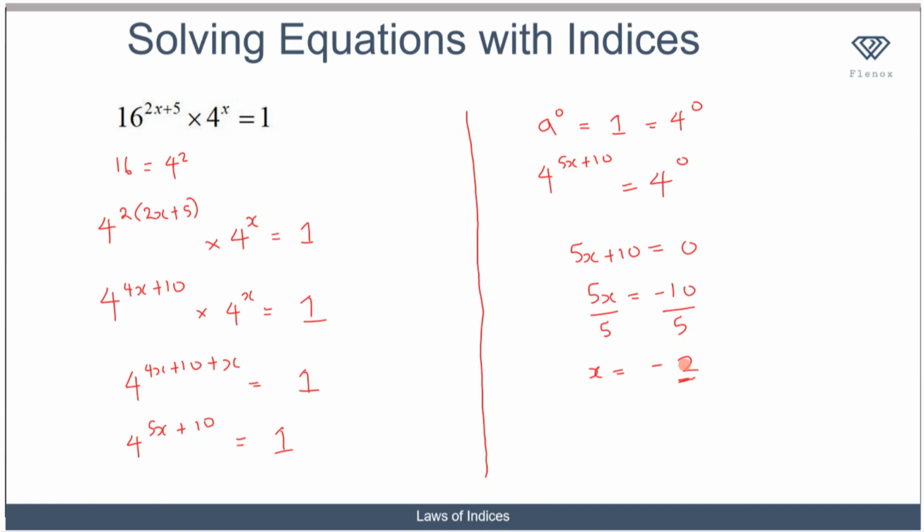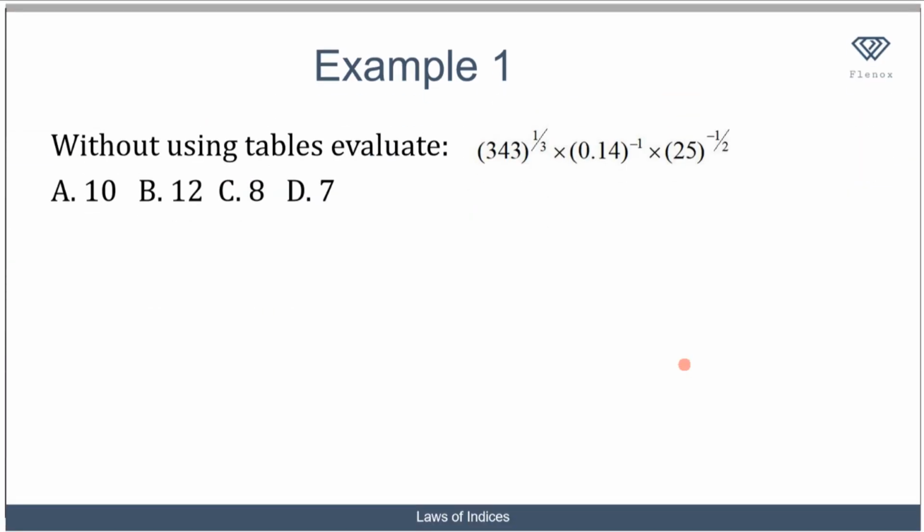So now we're going to solve some actual questions that are extracted from JAMB questions, and they should be really straightforward. So these are actual JAMB questions that are extracted, so I can give you a feel for what questions look like. So without using tables, we are told to evaluate 343 raised to 1 over 3 times 0.14 raised to minus 1 times 25 raised to minus half.